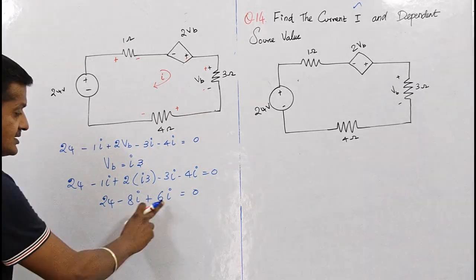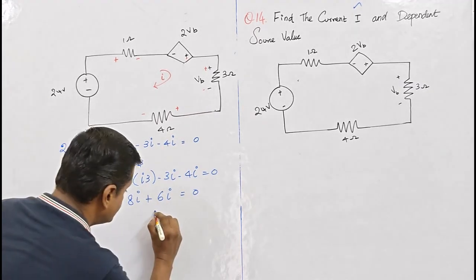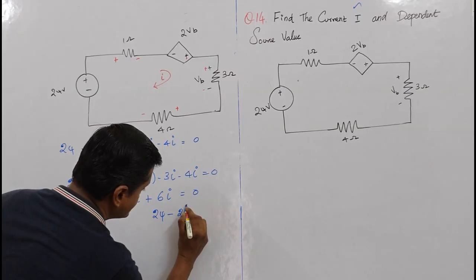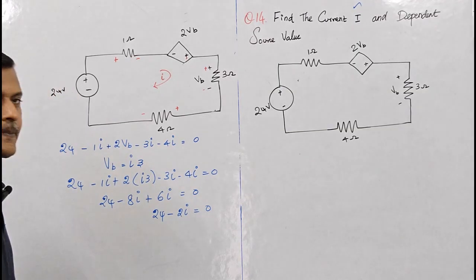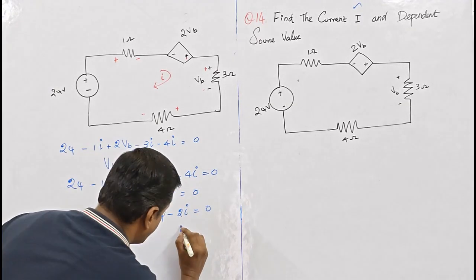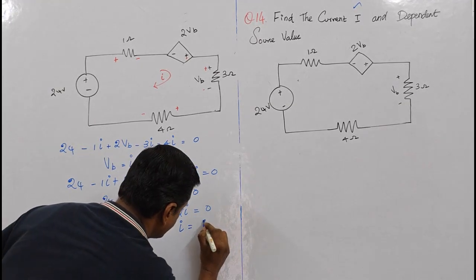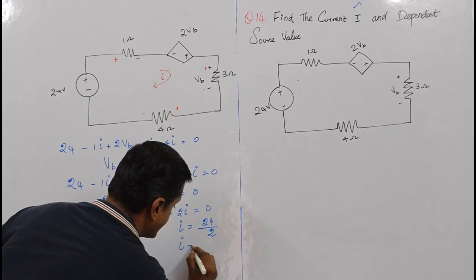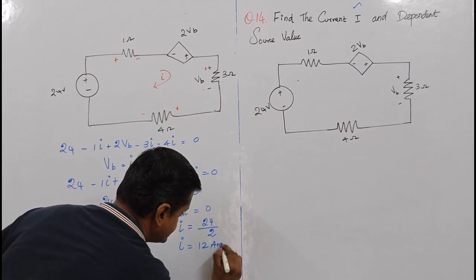So 8 and 6 gives 24 minus 2I equal to 0, right? So what is the value of I? That is equal to 24 divided by 2. The value of I is 12 amps.